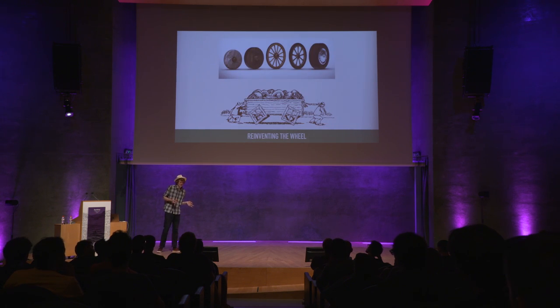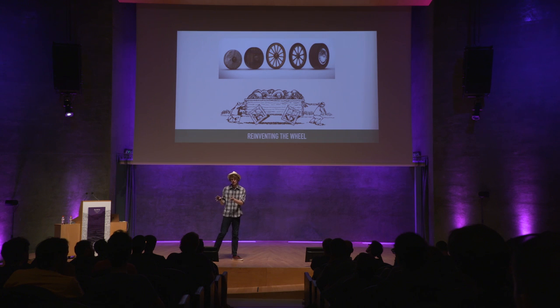People often talk about reinventing the wheel. And it's interesting if you have lots of different wheels. So let's say you have a square wheel, you have an octagonal wheel, and you have a decagonal wheel. So one has 10 sides, one has 8, one has 5.